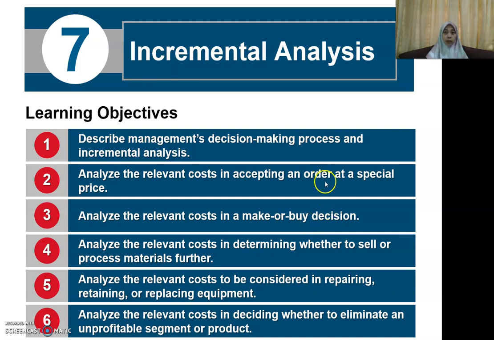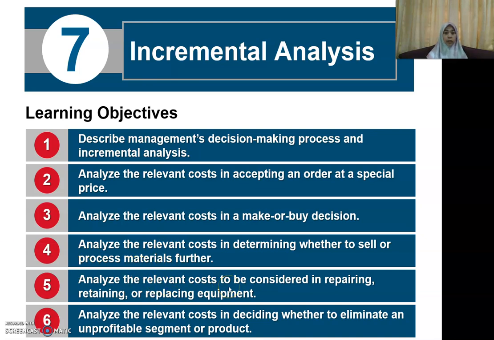So this one is one of the decisions that you need to make, that is a special order. The next one is that we look into the decision whether we want to make or buy a certain component or a certain product. The fourth one is that we will analyze the relevant cost in determining whether to sell or process materials further. So the decision that you want to make is whether you want to sell now at the current state or you want to further process that material. So you have to decide whether you want to go for alternative A or for alternative B. So this is another decision that we will look into.